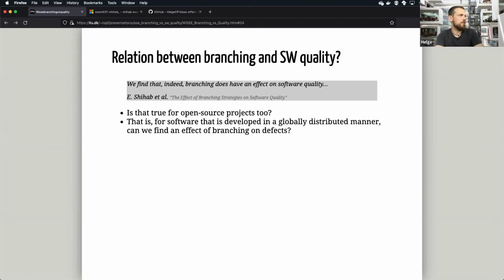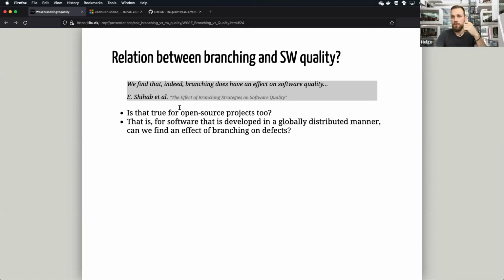As you see, Shihab and all say, we find that there's indeed an effect of branching on software quality. And I would like that we figure out until 5 my time, 7 Moscow time, is that true for certain open source systems too? Does it hold or not? Because they do it on Windows 7 and Windows Vista. That seems to be true. Is that true for open source systems too?